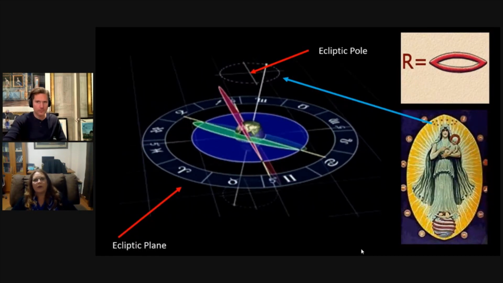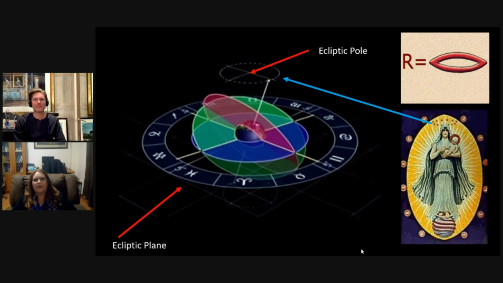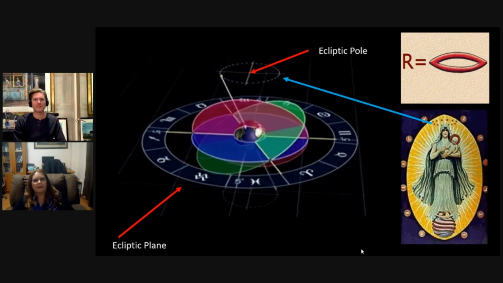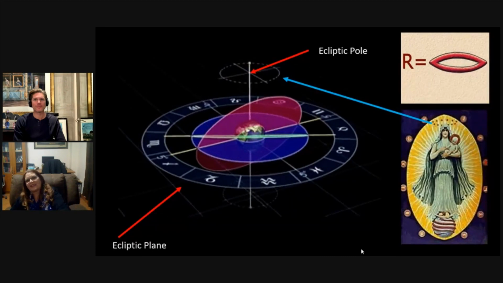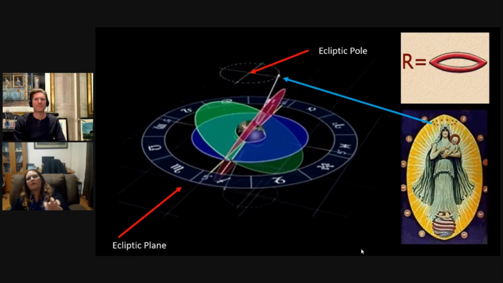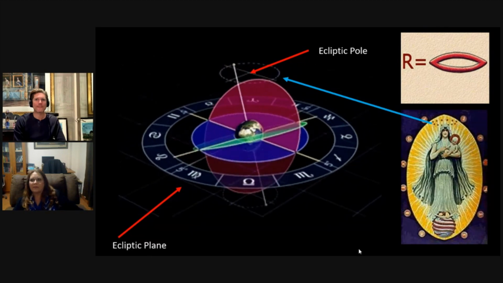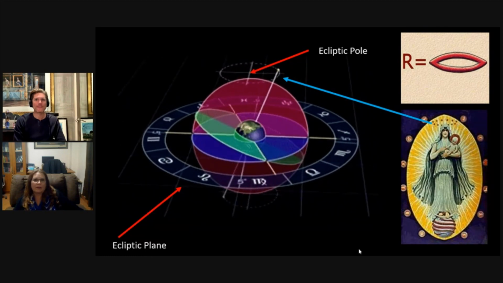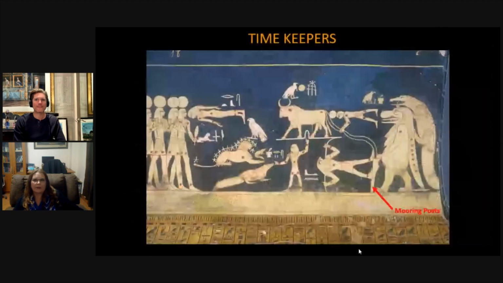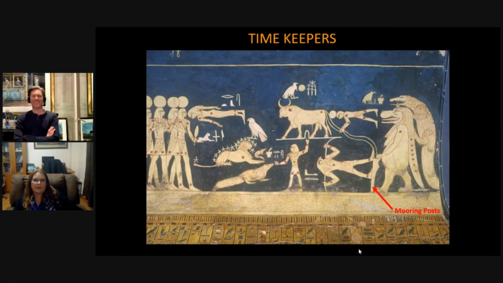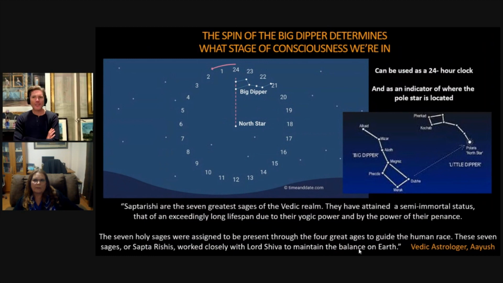So again, I'm showing you an image in 3D where you can see the ecliptic pole, everything spinning. And this is what creates our perception of form. What an amazing game board. And there we are again, spinning. Back to Seti the First.